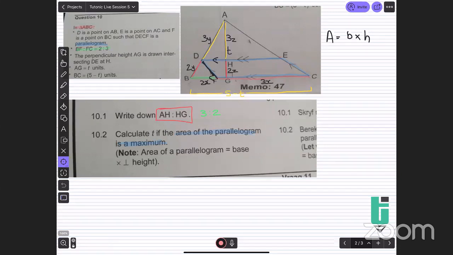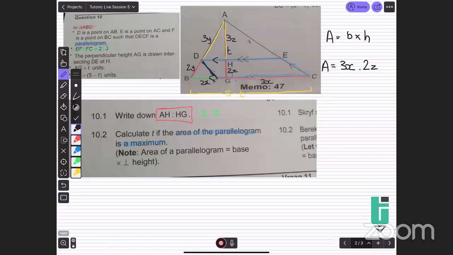Isn't it 3x? 3x, right? Do you guys see that? Okay, 3x. A equals 3x. And what's the height? 2x. Not 2x, 2z. 2z. Okay, that looks very similar. Let me just write this.